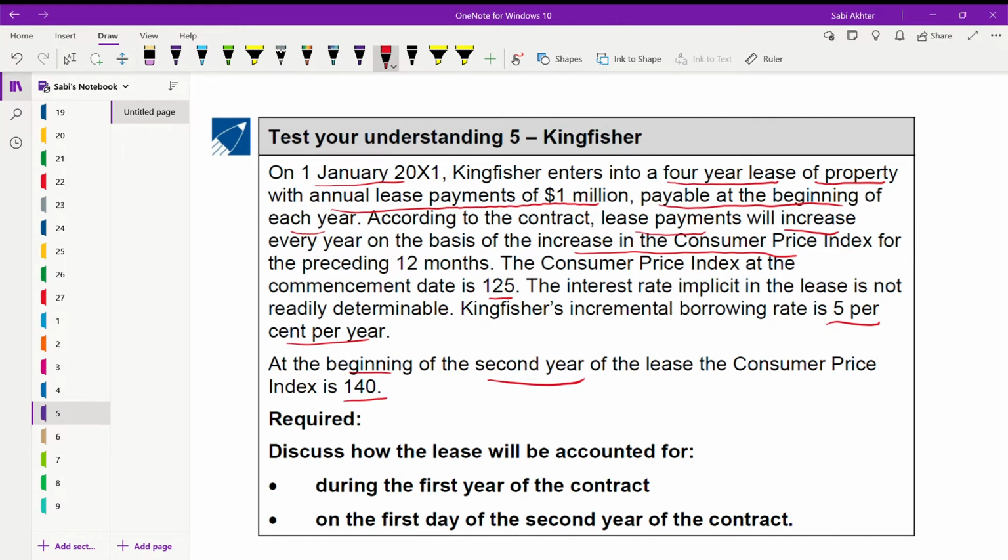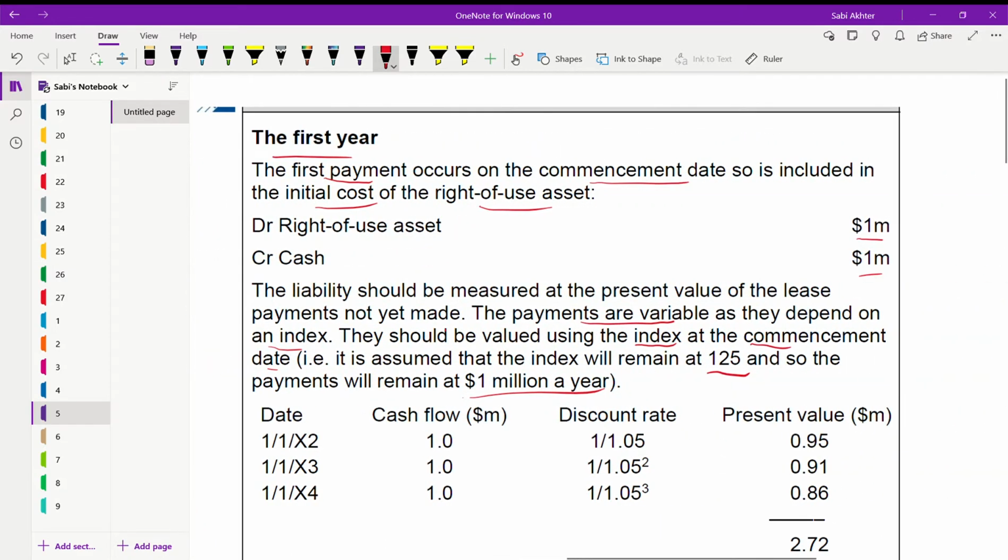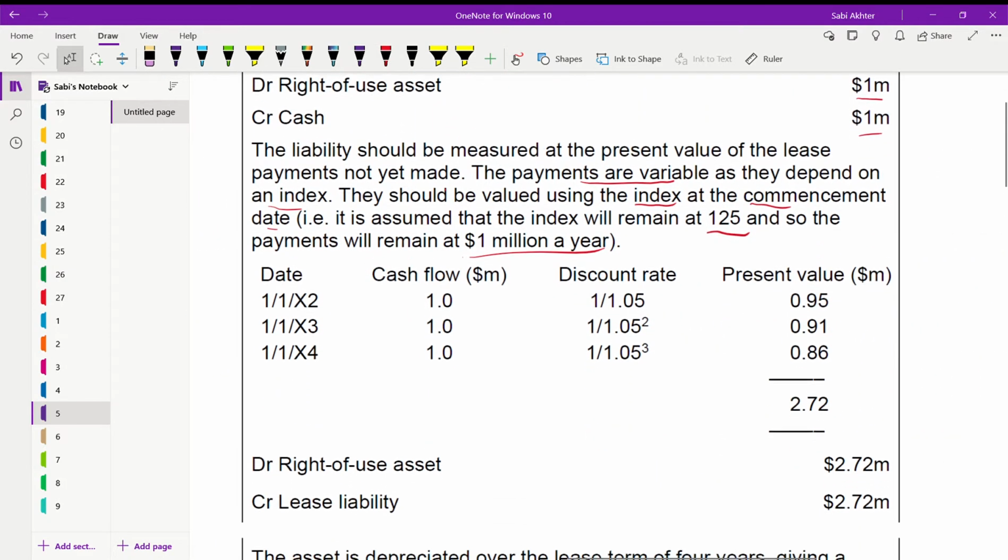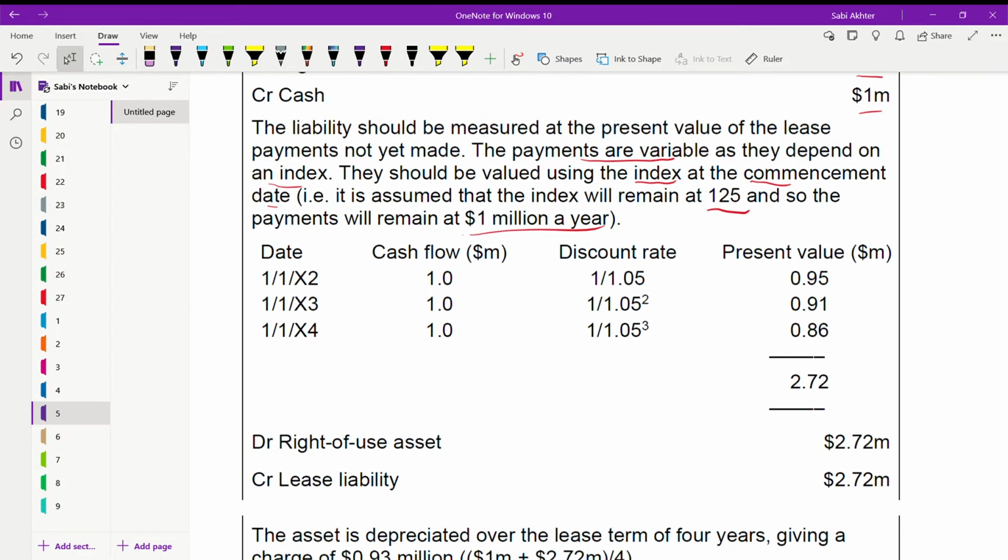But since for the 12 months the first year CPI remains the same, your payment will be 1 million. It will remain 1 million a year. So now 1 million, 1 million, 1 million for the 3 years, you discount using 5% and this is your present value. So you debit this right of use asset and you credit this as a lease liability.